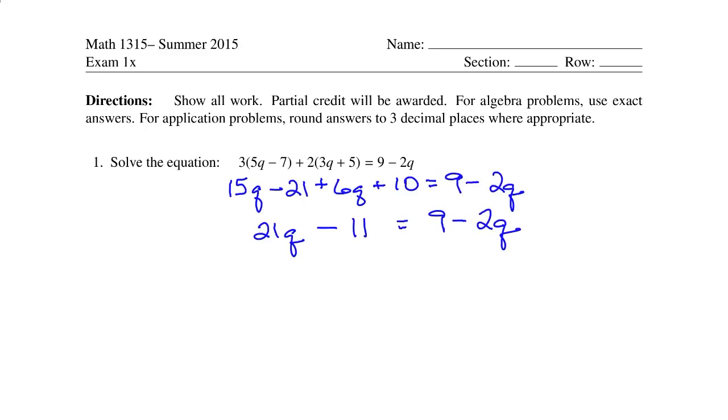Now I'm going to move the q's over. So negative 2q from the right comes over to the left, adds to the 21q and makes 23q. Negative 11 moves to the right, adds to the 9 and gives me 20. Divide both sides by 23, and we get q is equal to 20 over 23. So the solution set is 20 over 23.